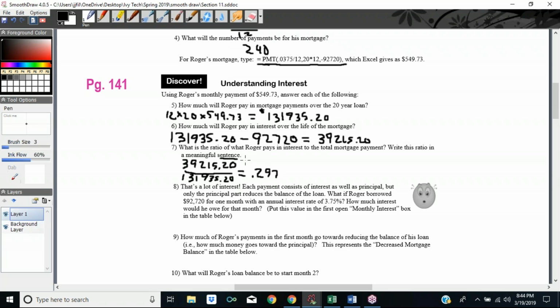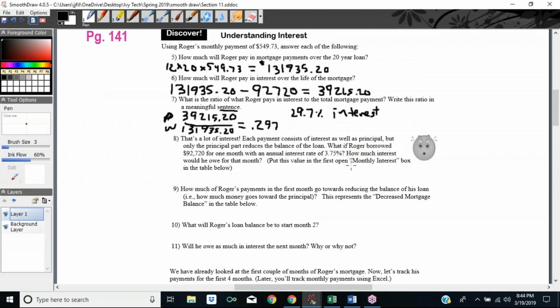So if we wanted to write this in a sentence, we could say that in 20 years of making payments, 29.7% of Roger's payments would be towards interest after his 20 years. Okay, so write that in. So because it's a part to whole, we can make this a percent and write a sentence about it. 29.7% in interest. So we could say 29.7% of all his payments went towards interest for those 20 years.